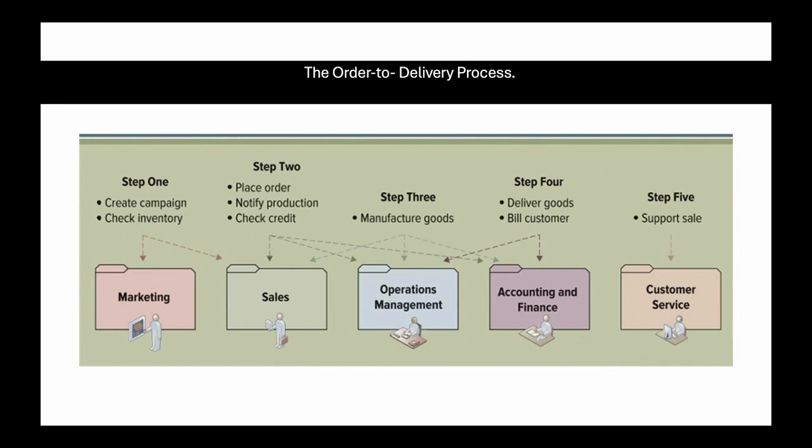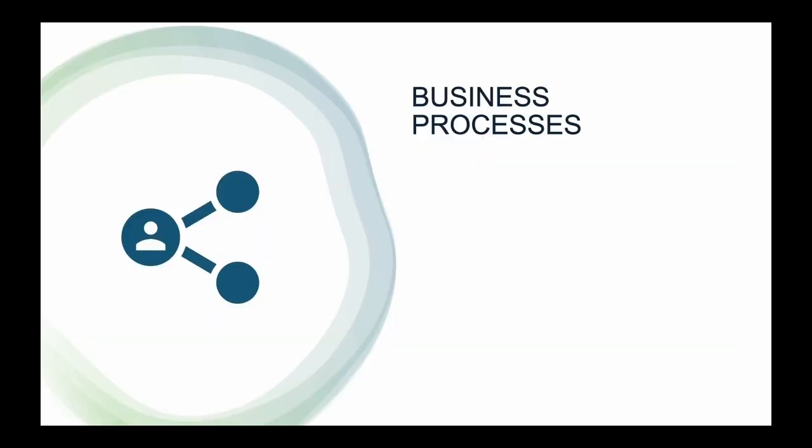Step 3 is manufacturing the goods. This involves sales, operations, and accounting and finance. Step 4, the second to last, delivers goods and bills the customers. This involves accounting, finance, and operations management. Step 5, lastly, support sales. This involves something like customer service.